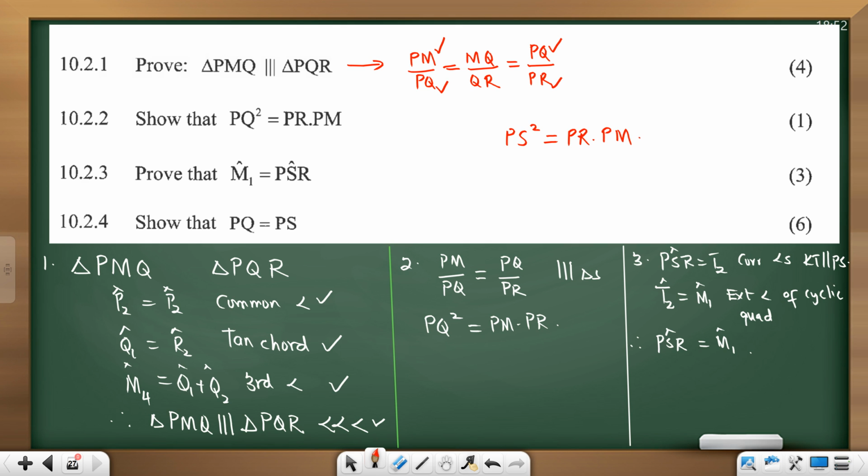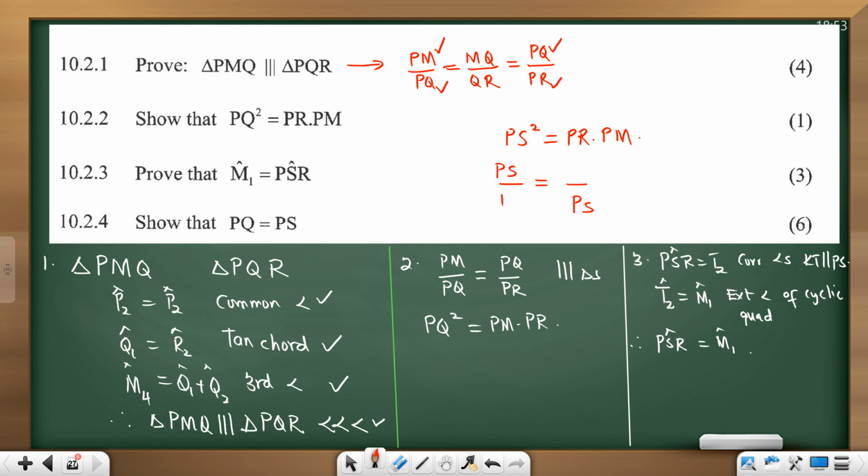Does that make sense? Because they told me PQ is equal to PS. So I'm working backwards. Now that I have that, let's work backward. How will you get PS? I'm working backwards, right? PS, PS.